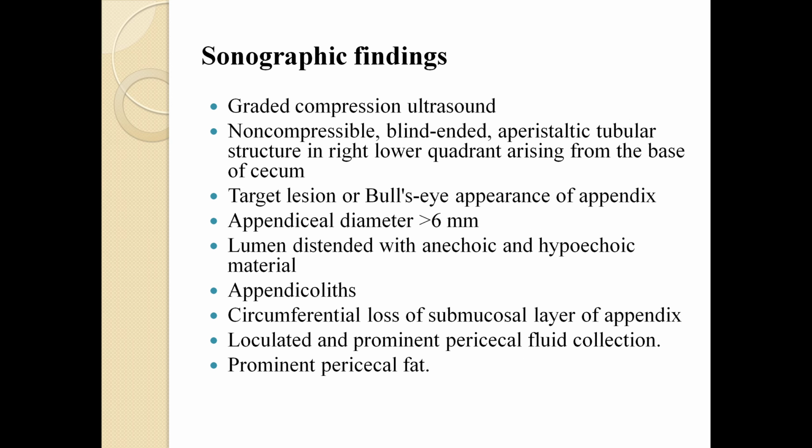So on sonography, we usually use graded compression ultrasound technique to identify appendix, and if appendicitis is present, then it will appear as a non-compressible blind-ended aperistaltic tubular structure arising from the cecum. It will have a bullseye appearance, which is also known as target lesion. The diameter will be more than 6 millimeter. Its lumen will be distended and it may contain anechoic or hypoechoic material. Sometimes within the lumen you may see the appendicoliths.